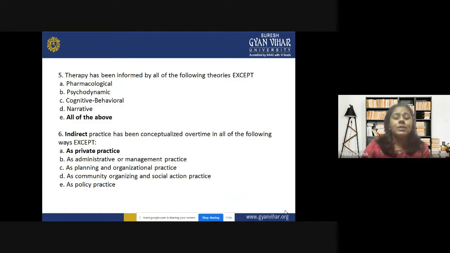So, students, these are the options available for that particular question, and now you have to select the correct answer on the basis of the given options. And the answer will be option A, that is private practice.